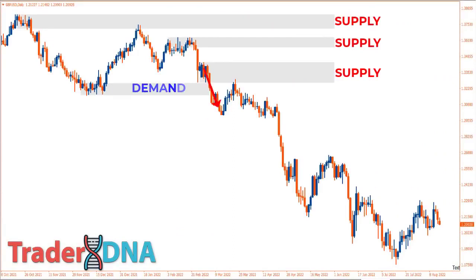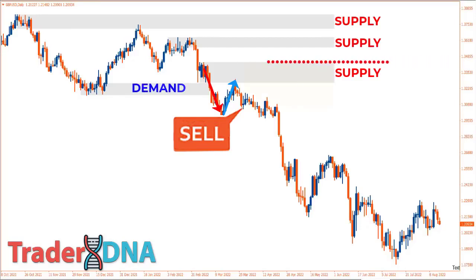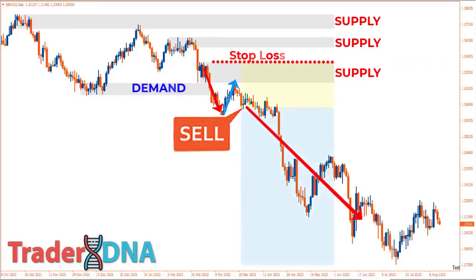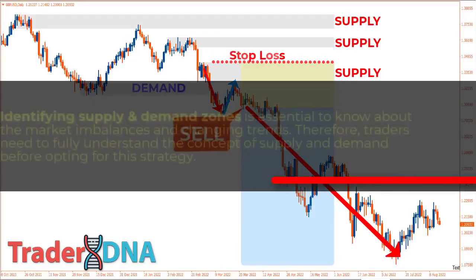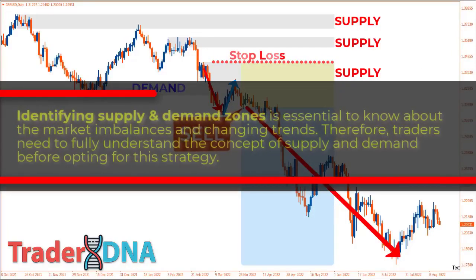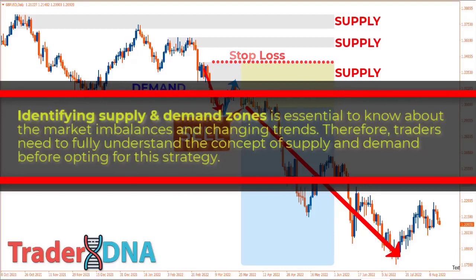The chart shows a breakout of the trading range, but unfortunately, goes back towards the demand zone. So, in this case, traders who opt for a short trade at the breakout are more likely to be stopped out. Thus, you need to formulate a breakout strategy and anticipate the movement of the trend back to the demand zone before opting for the short trade. Identifying supply and demand zones is essential to know about the market imbalances and changing trends. Therefore, traders need to fully understand the concept of supply and demand before opting for this strategy.